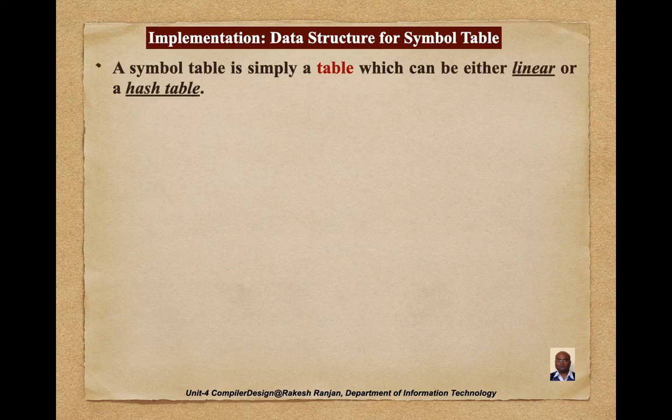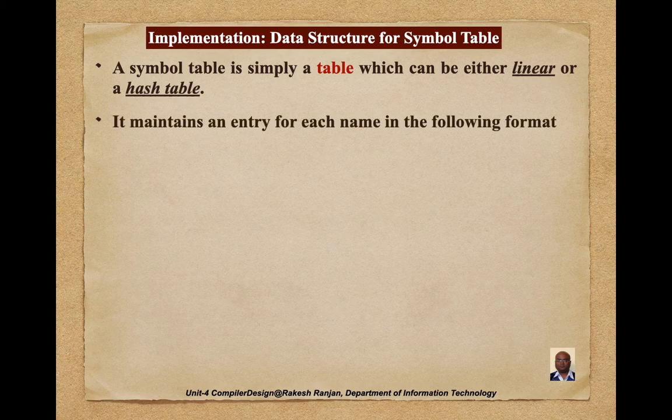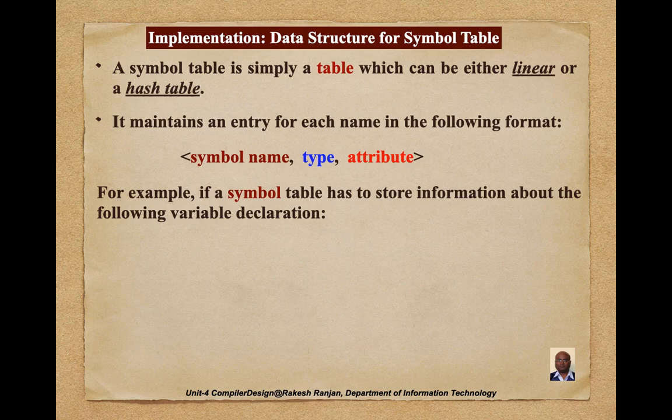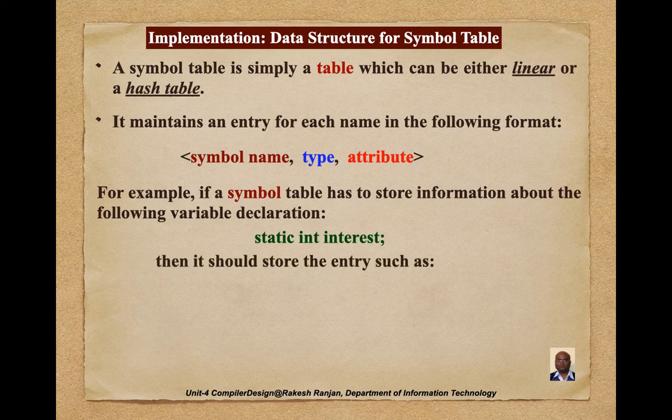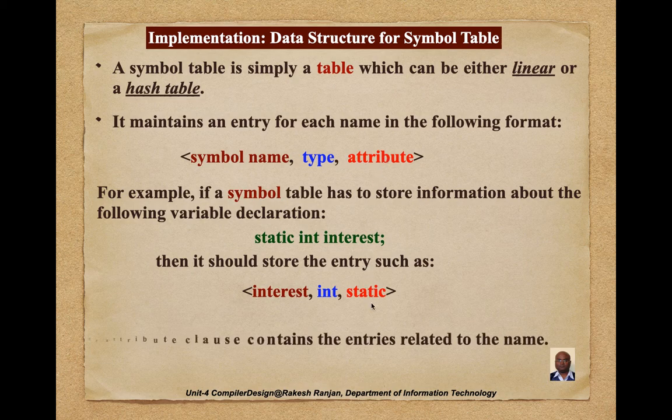Data structure for the symbol table. A symbol table is simply a table which can be implemented as either linear or a hash table. It maintains an entry for each name in the following form: symbol name, type, and attribute. For example, if a symbol table has to store information about the variable declaration static int interest, then it should store the entries interest, int, static. Obviously, symbol name is interest, type is int, and attribute is static.